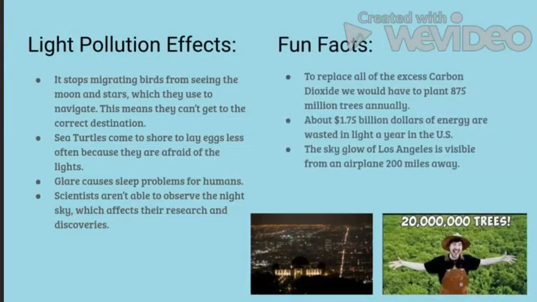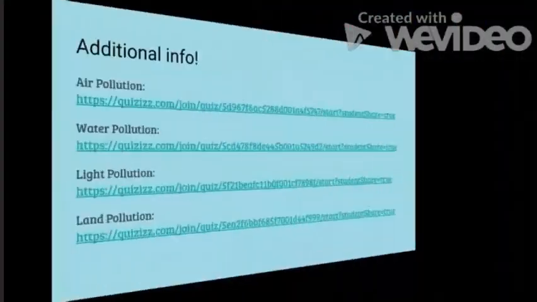Fun facts. To replace all of the excess carbon dioxide, we would have to plant 875 million trees annually. About $1.75 billion of energy are wasted in light a year in the US. The sky glow of Los Angeles is visible from an airplane 200 miles away.